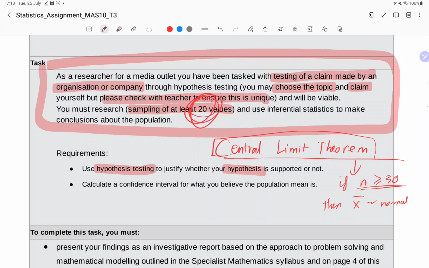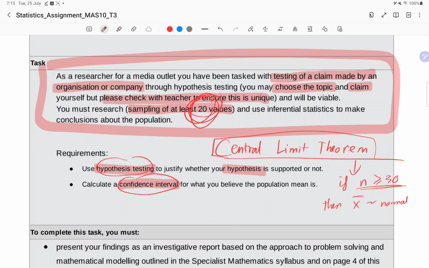But if I include it in the limitations, can I just say next time I would do probably 30 values to make it work? Yeah, you can. That should be okay. All right, so that's the hypothesis testing version, and then you need a confidence interval as well. The math behind these two techniques is what will give your assignment its mathematics.